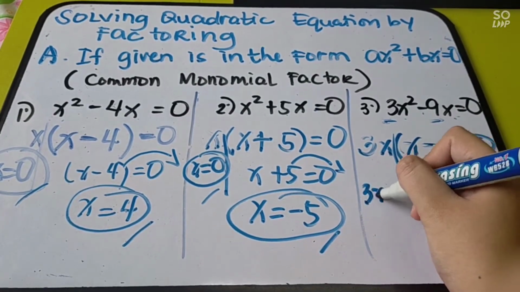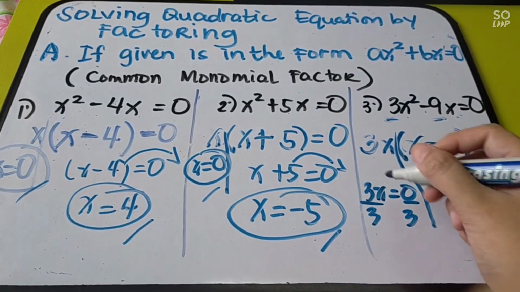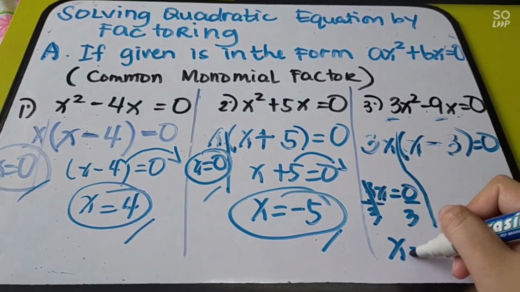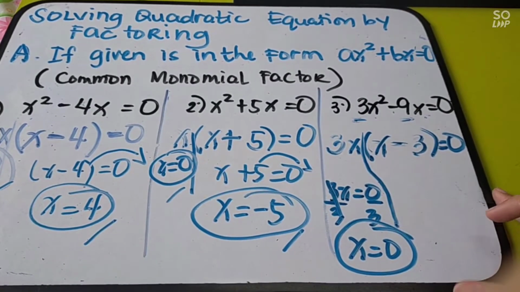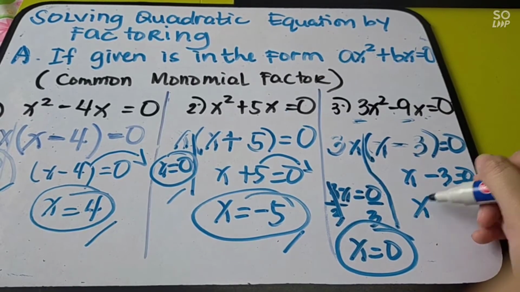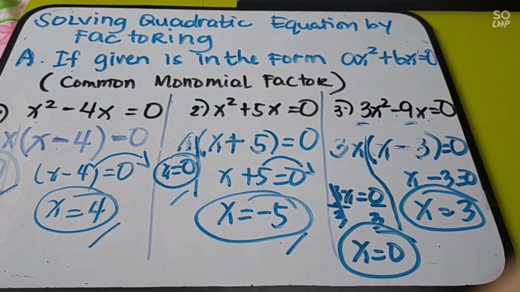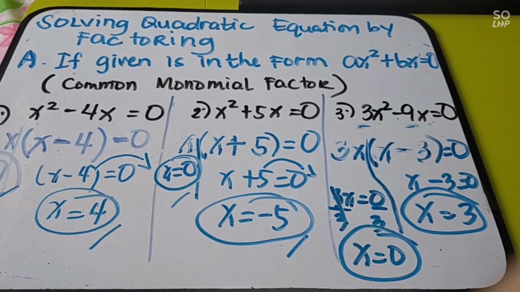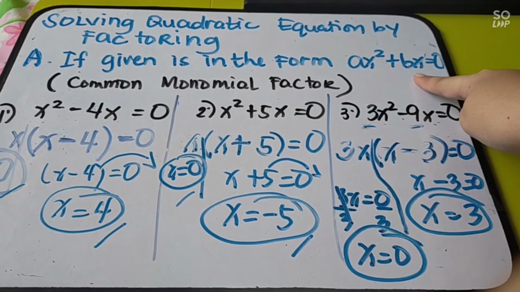So, you have here 3x equals to 0. If you divide both sides by 3, kasi kailangan x lang ang matira eh. Therefore, 0 divided by 3, the answer is 0. So, that's the first answer. Next tayo. X minus 3 is equal to 0. X is equal to positive 3. Is it clear? So, ganun lang kasimple kapag ang given mo ay quadratic and linear.